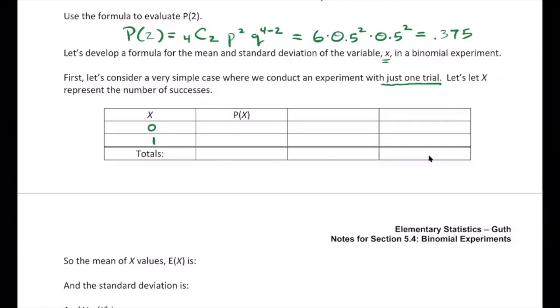Okay, so tossing a coin, the probability of 0 successes, that means you got to fail. And the probability of a fail is Q. Okay. 1 success means you got heads. A success has a probability that's P. Okay, totals, well, P and Q have to add up to 1.